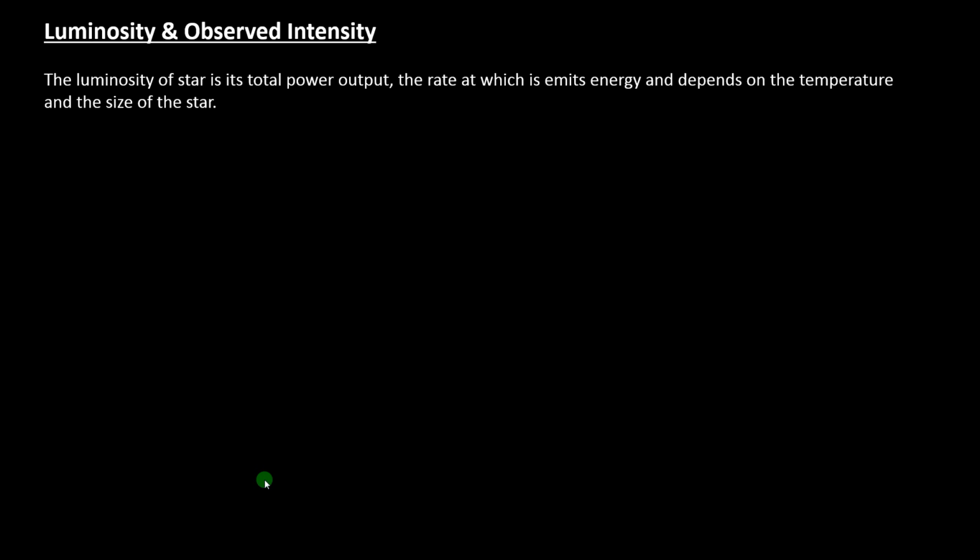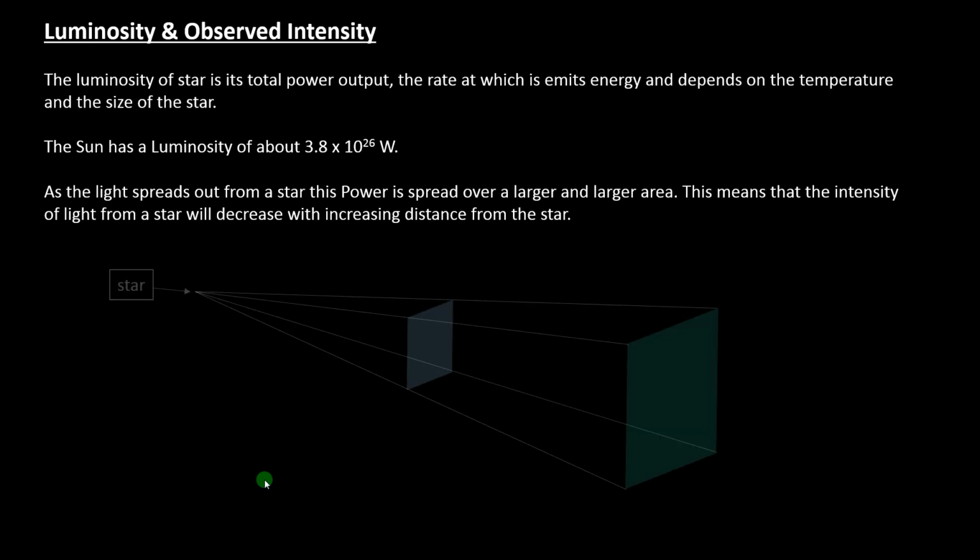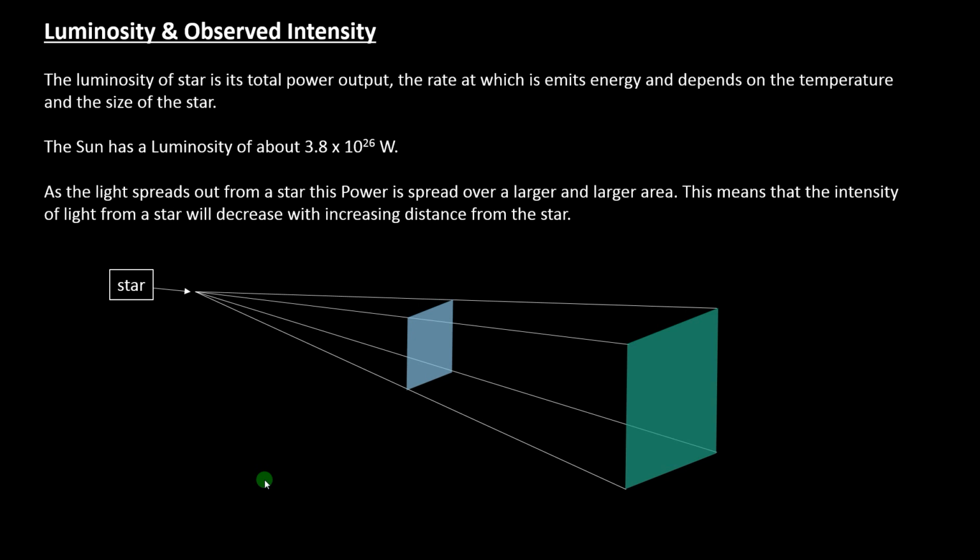These things are going to be important when we talk about the Hertzsprung-Russell diagram in a separate video as well. But for the moment, let's just think about them in terms of distance measurement. So, just for reference, the Sun has a luminosity of 3.8 times 10 to the power of 26 watts, which is tremendous power output, obviously. And what happens is as the light spreads out from the star, the power is spread over a larger and larger area. And so that means that the intensity of the light from a star will decrease as the distance from the star increases. And it's often illustrated with this diagram.